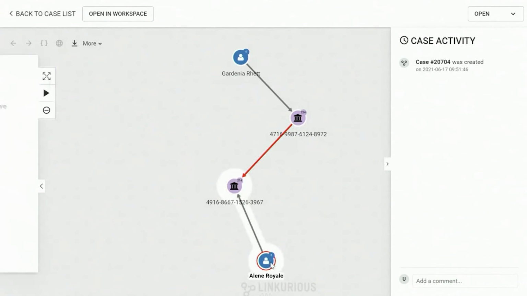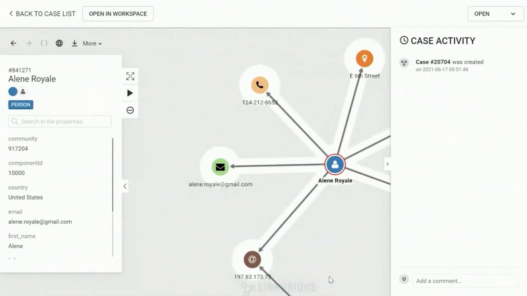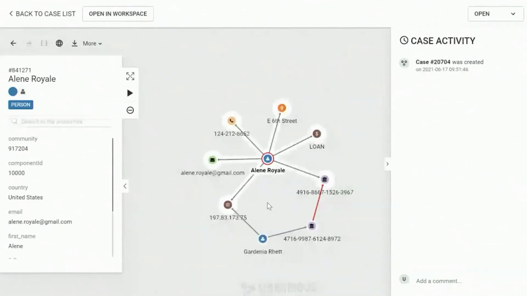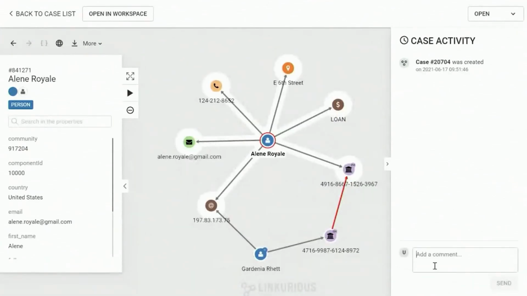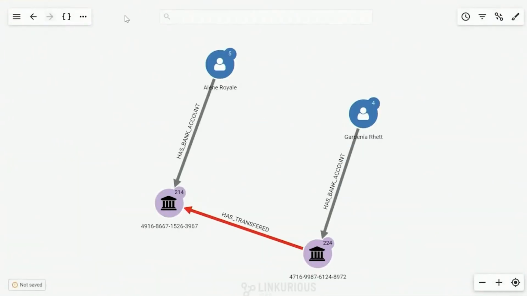I can double click, expand. If I want to, I can save whatever I've done. I can also add a small comment here to what I've uncovered. I can arrange my case in different buckets. For example, I can say, okay, it's dismissed because it's not relevant, or I can say, indeed, it's confirmed because I think it's indeed a suspicious situation. If I'm not sure about what I'm looking at, I can actually bring all of the data into the full Linkurious Enterprise UI for deeper investigation.